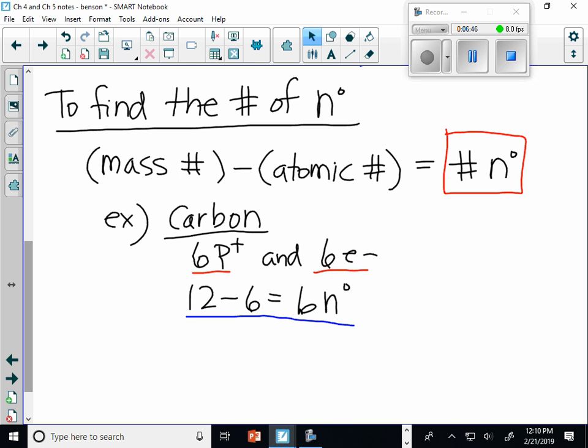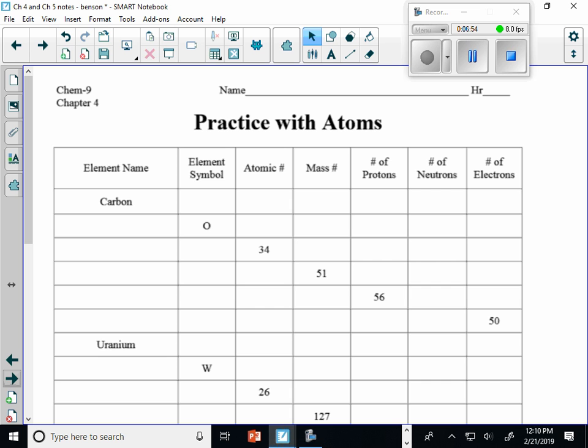So I'd like you to now take a look at your homework that you have, and it should look like this, and it says practice with atoms. So I'm going to practice a couple of them with you, and then you guys can try a few of these on your own. So we have our element named carbon. You look on your periodic chart and you can see that it has the element C for carbon. The atomic number is going to be the top number on your periodic chart. And I look at carbon and that is going to be 6.